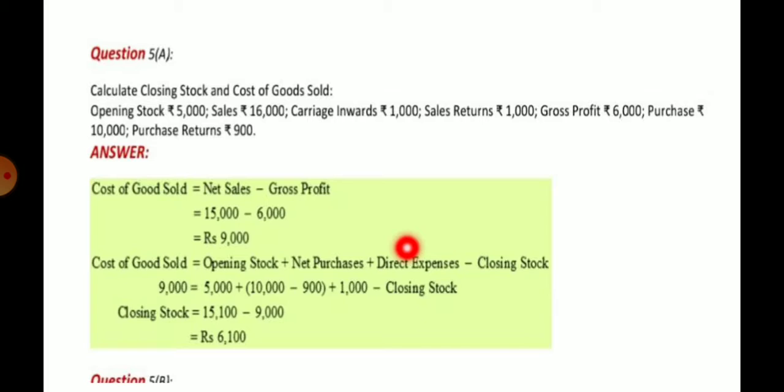Calculate closing stock and cost of goods sold from the following information. Opening stock is 5,000, sales will be 16,000, carriage inward 1,000, sales return will be 1,000, gross profit is 6,000, purchase is 10,000 and purchase return will be 900. So cost of goods sold is net sales less gross profit. Here in the question gross profit is already given, so by making the reverse of the formula we can find out the cost of goods sold, and after finding it, place the values in the formula of cost of goods sold and you can easily find closing stock.